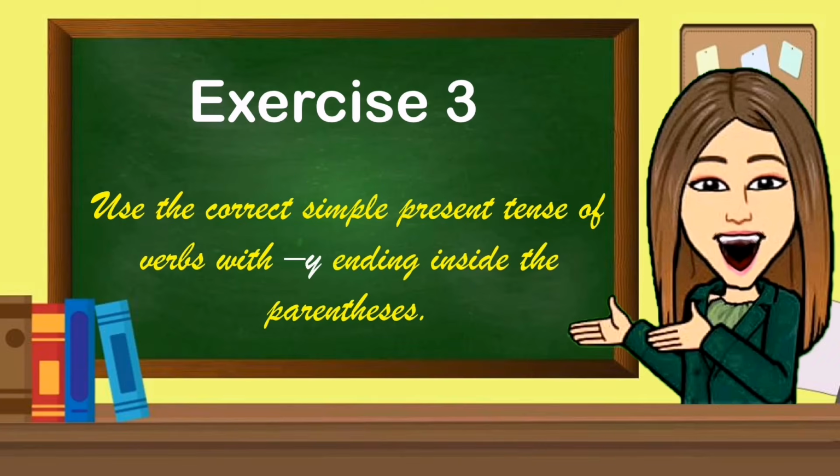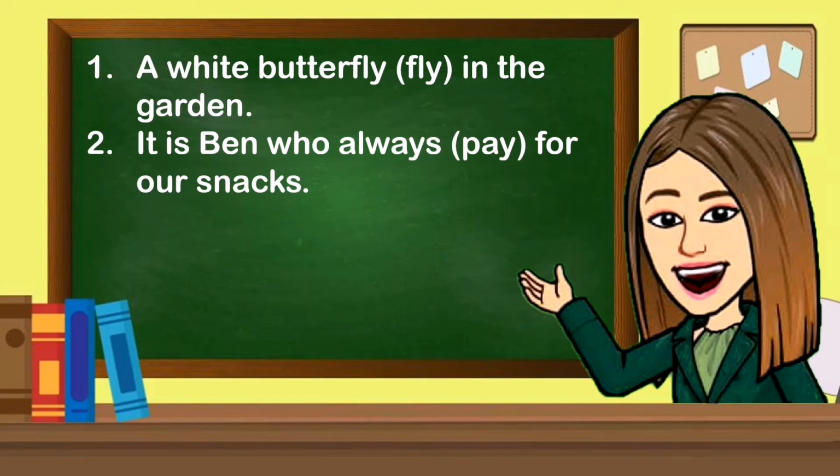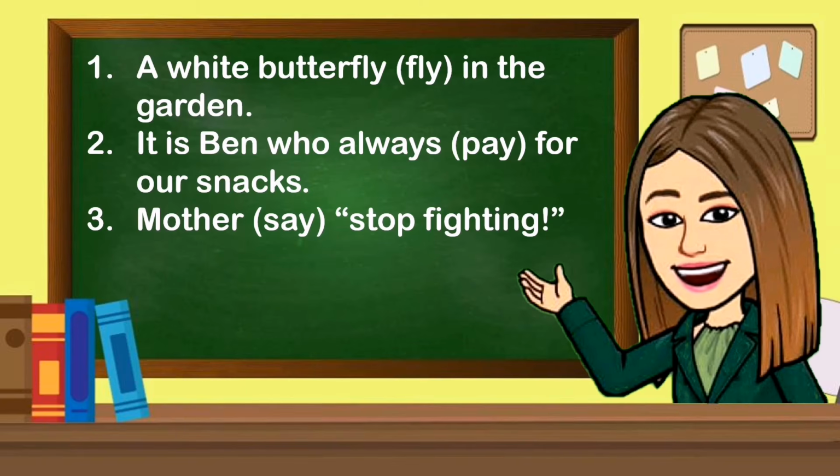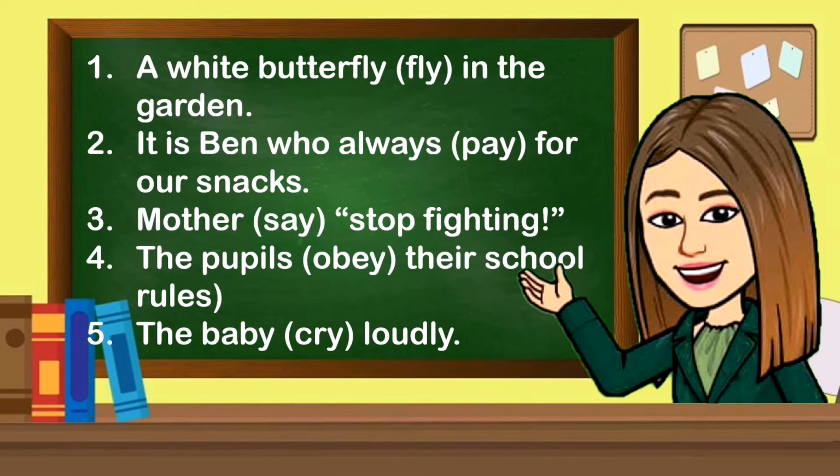Let's have our third exercise. Use the correct simple present tense of verbs with Y ending inside the parentheses. Number 1. A white butterfly fly in the garden. Number 2. It is Ben who always pay for our snacks. Number 3. Mother say stop fighting. Number 4. The pupils obey their school rules. And number 5. The baby cry loudly. So you have 60 seconds to answer this activity.